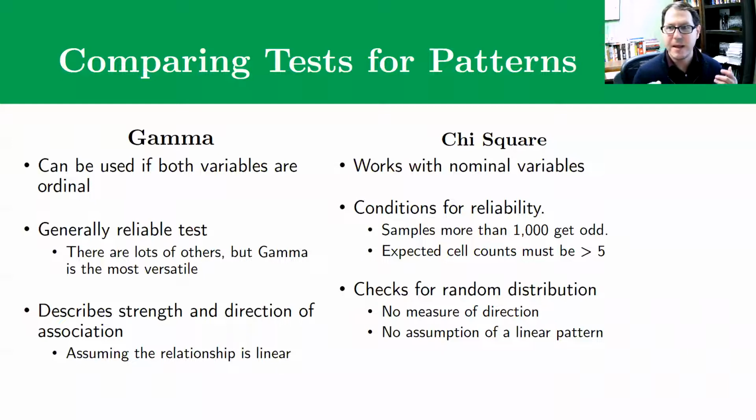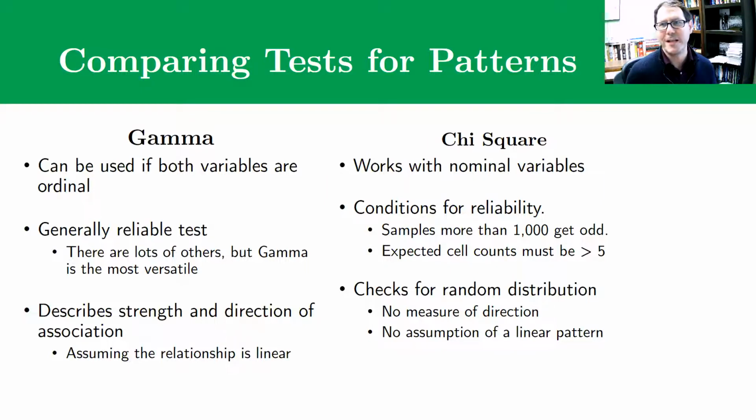So if we have data that could be organized into a table, we can conduct a statistical analysis of that table to figure out, is there a pattern here? And there's dozens actually of statistical tests that you can use. However, the two that I think are probably the most versatile and probably the most widely used would be gamma and the chi-square test. And so I'll just talk through how these things differ.